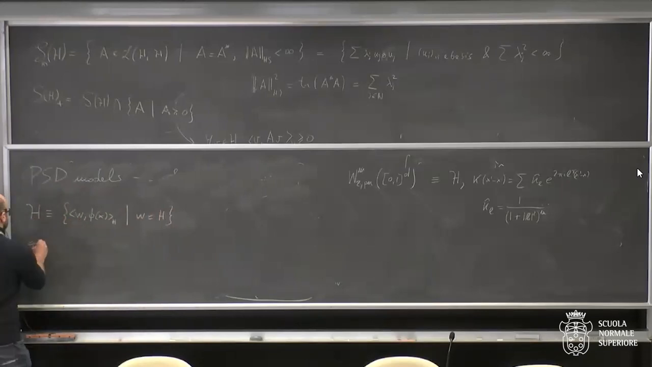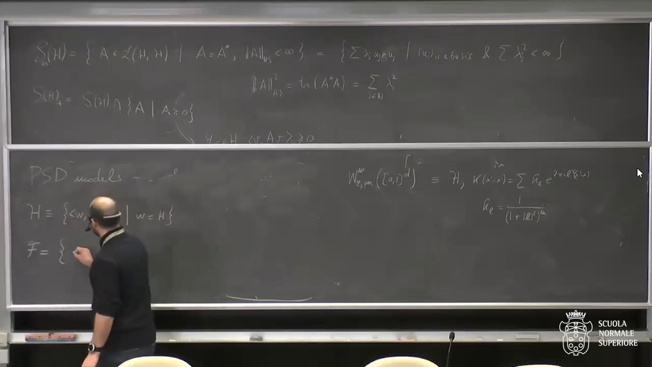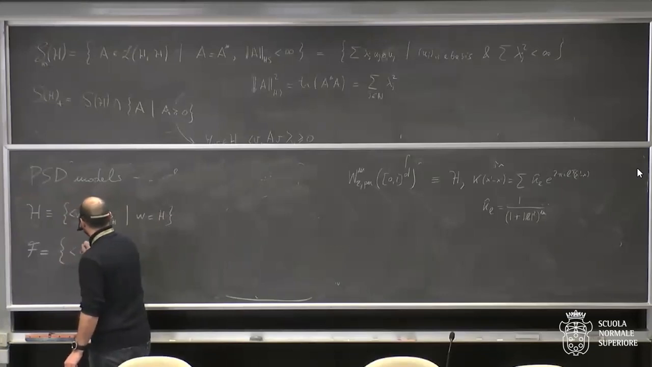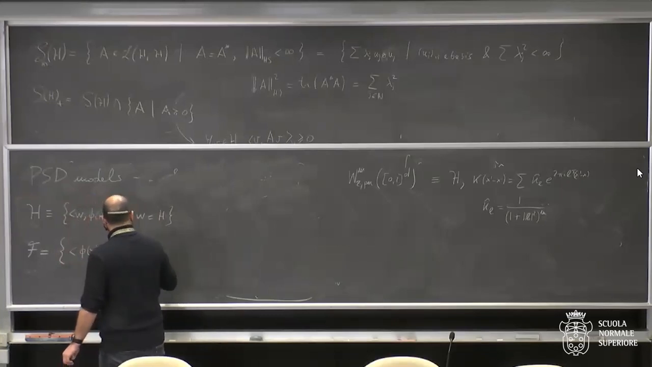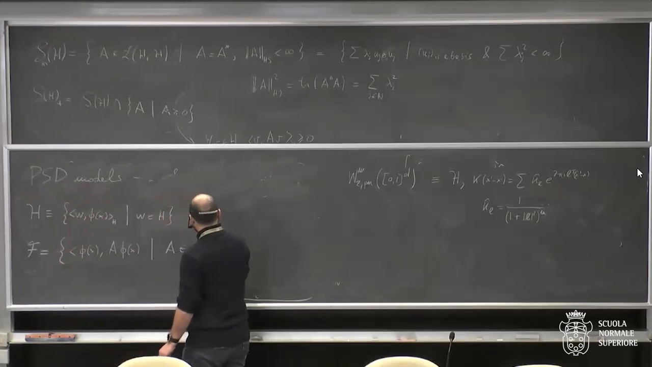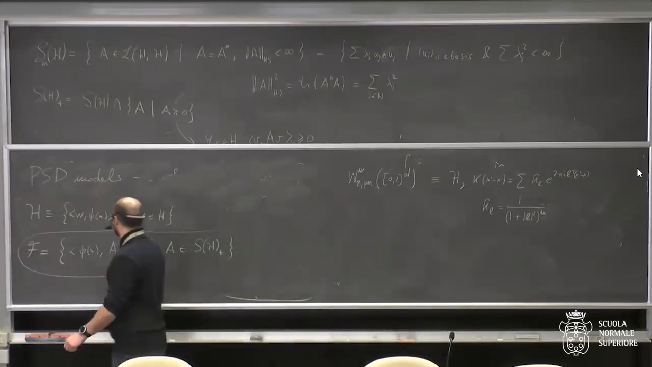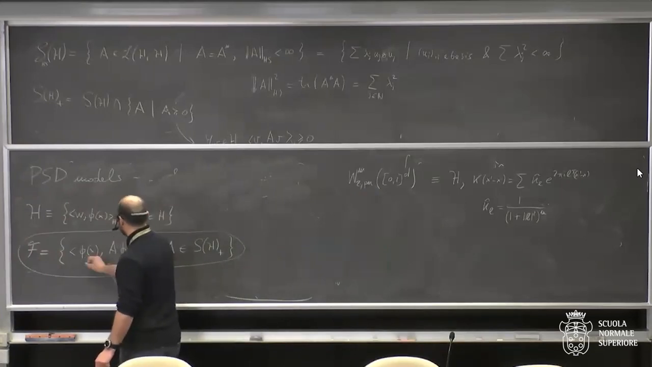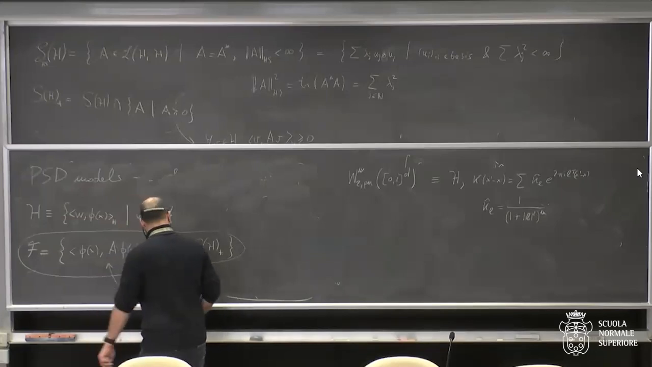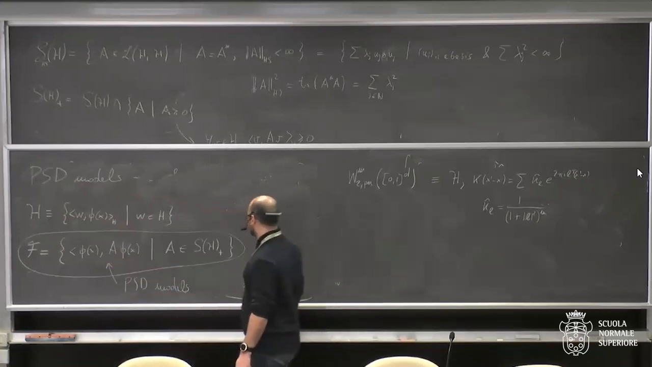Here we are defining, let's say, a higher order construction that is the following. We consider functions of the form phi of x, A, phi of x, with A in the space of PSD operators. This is the space of functions that we are considering. We call those PSD models, because they are defined with respect to a PSD matrix, a PSD operator indeed.